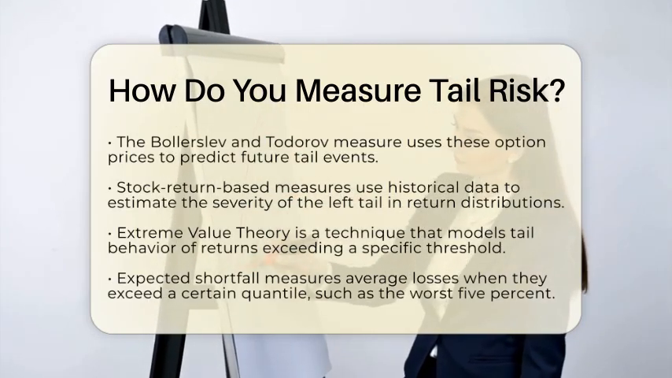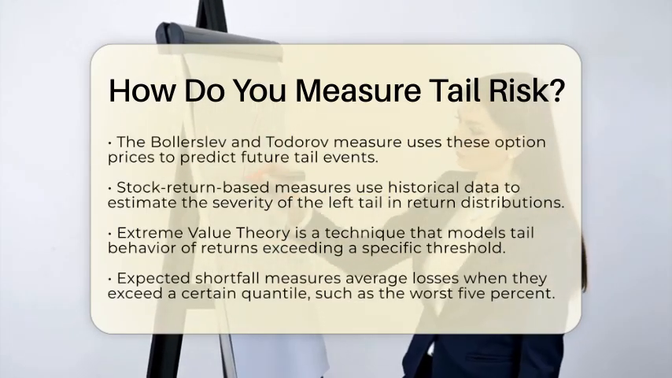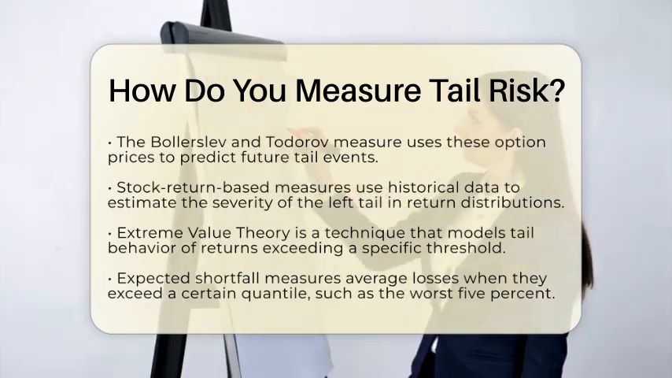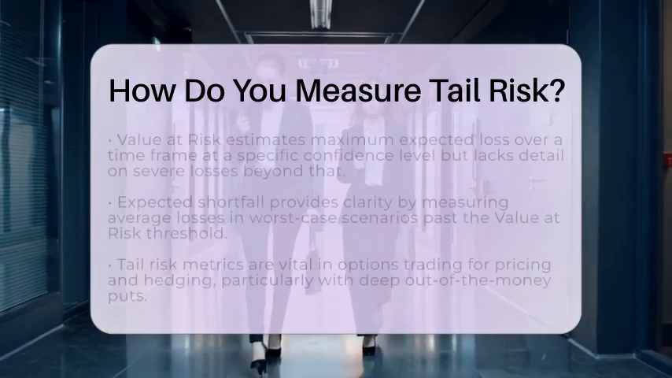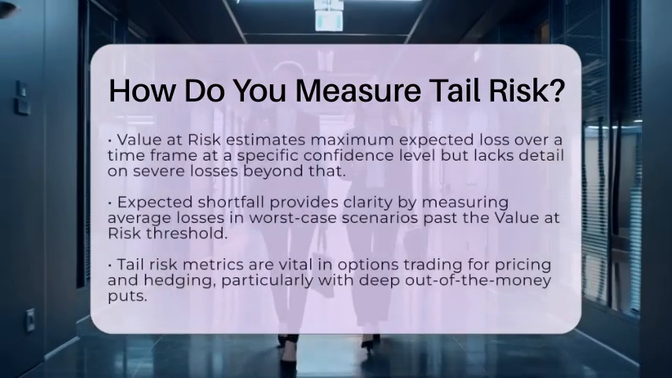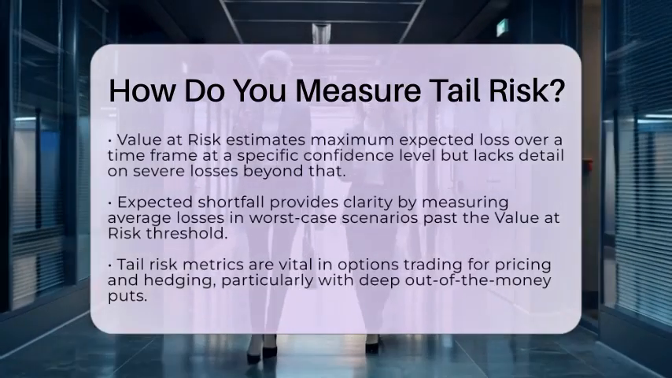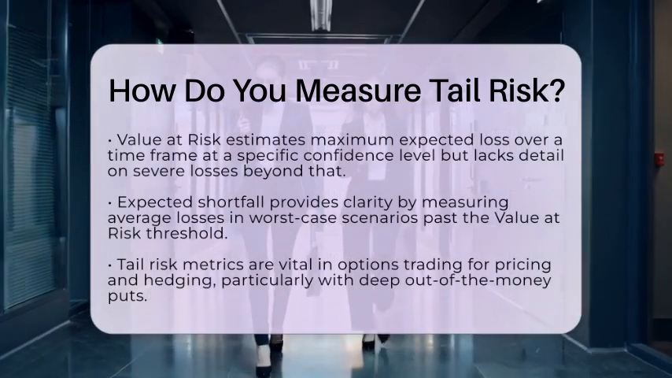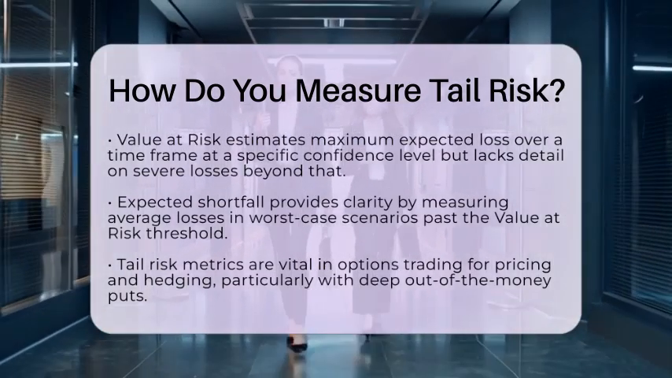Now, let's talk about some practical tail risk metrics. Value at risk estimates the maximum expected loss over a certain time frame at a specific confidence level, like 5%. However, it does not provide details about the severity of losses beyond that threshold. Expected shortfall, also known as conditional value at risk, gives a clearer picture by measuring average losses in the worst-case scenarios beyond the value at risk cutoff.